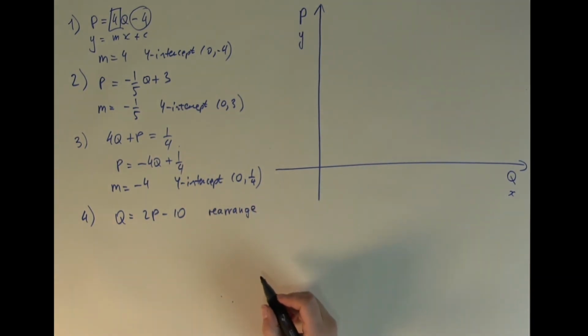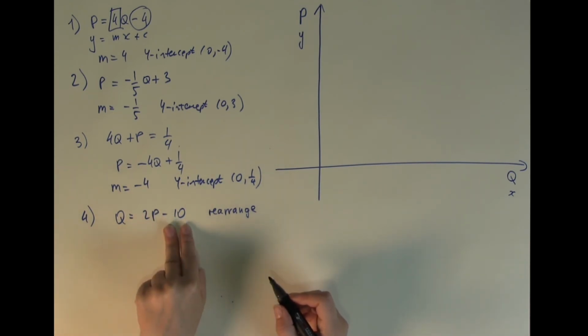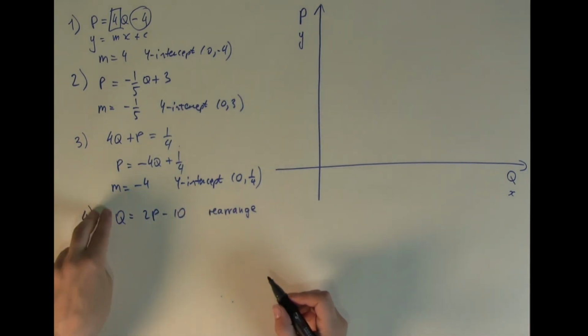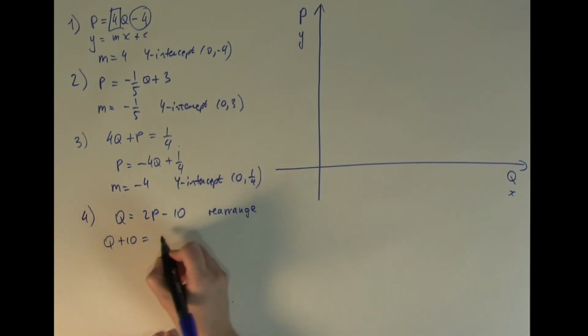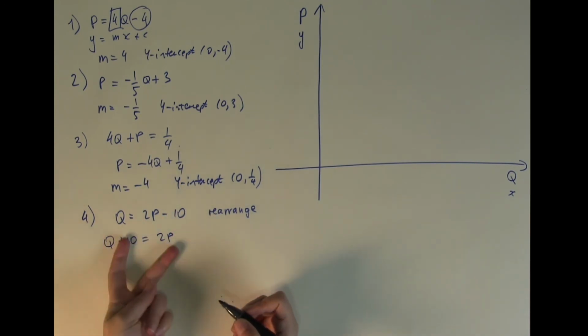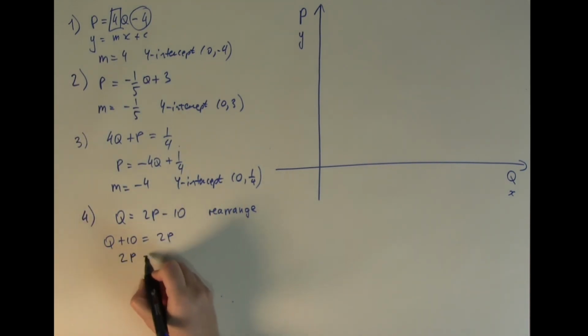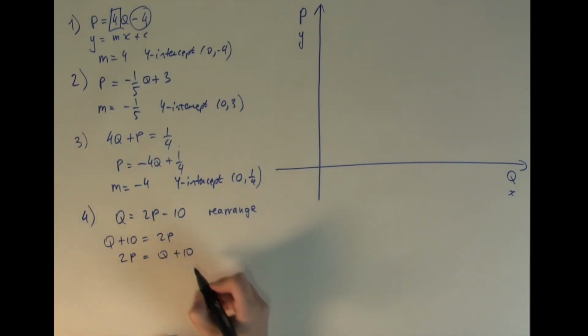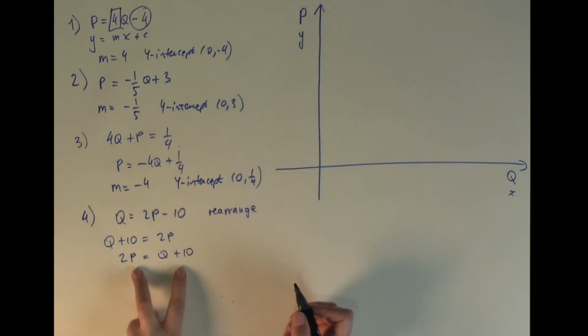I want p on its own, so the minus 10 has to be removed. And for negative 10 to be removed, I need to add 10 to it because that makes it 0. But if I add 10 to one side, I need to add 10 to the other side as well. So what I end up with is q plus 10 equals 2p. Now I'm just going to swap the two sides, so I end up with this nice format. But remember, it doesn't really matter which side you write on the left and which side you write on the right, because the two are equal.